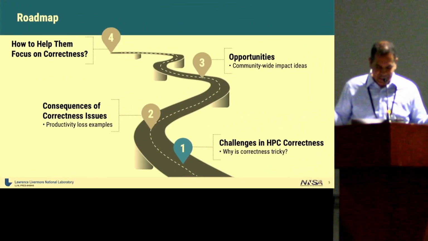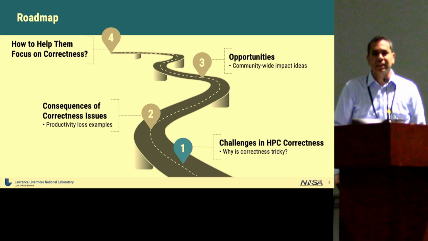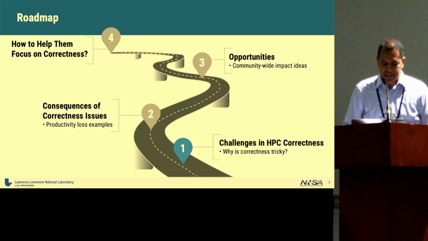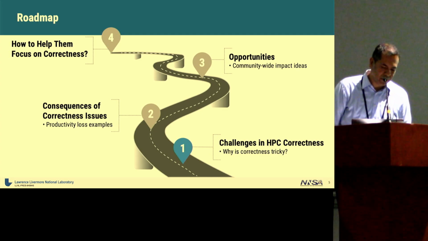But during the presentation, I'm going to divide the talk into different areas. First, I would like to talk about some of the challenges in HPC correctness that I think are important. The reason I want to do that is that I know we have people from different backgrounds in the room, right? And I'd like to make sure everyone is on the same page on the main problems that we have. Then I'm going to talk about some of the consequences of correctness issues that I have seen impacting code teams. Some of them, I would say most of them, are in the area of productivity loss.